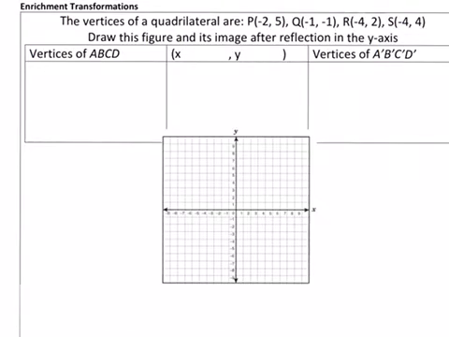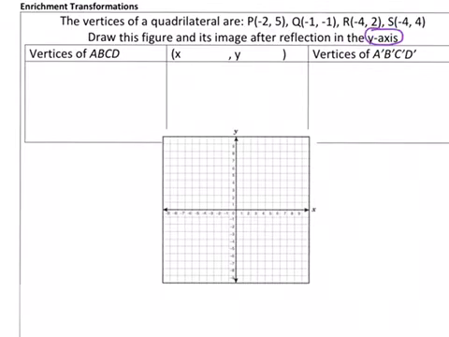Now in our first example of using the graph, we have the vertices of a quadrilateral, which are P, Q, R, and S. Remember, vertices are the corners where 2 lines meet, the points of a figure. We need to draw this figure and its image after a reflection in the y-axis. So the y-axis is something very important. I'm going to circle it.